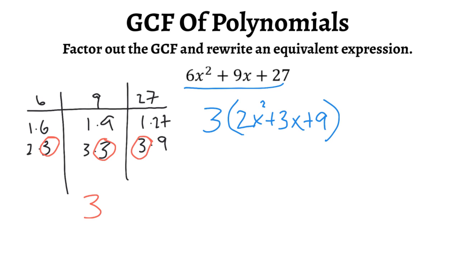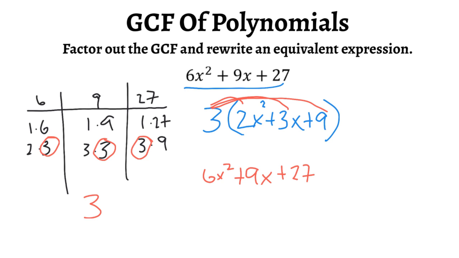Now, if I go backwards and I do the distributive property here, notice how, if I distribute, 3 times 2x squared is 6x squared. 3 times positive 3x is positive 9x. And 3 times 9 is positive 27.